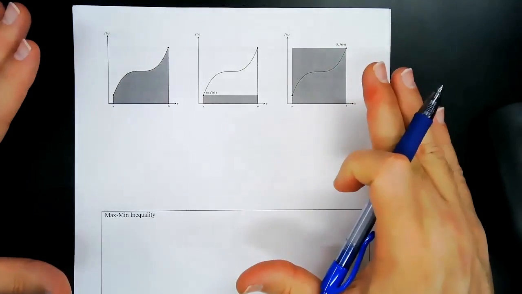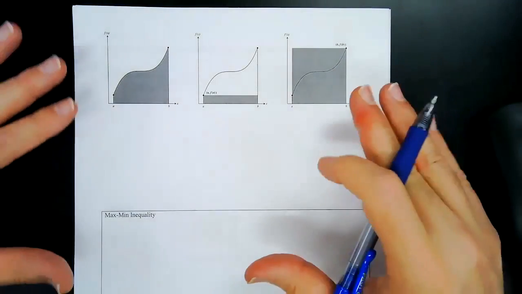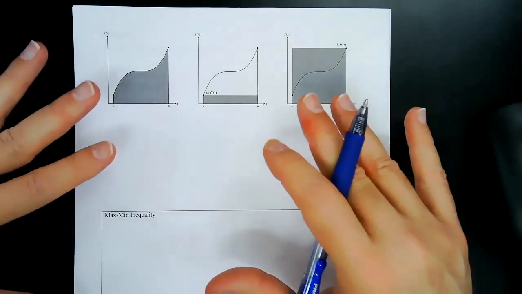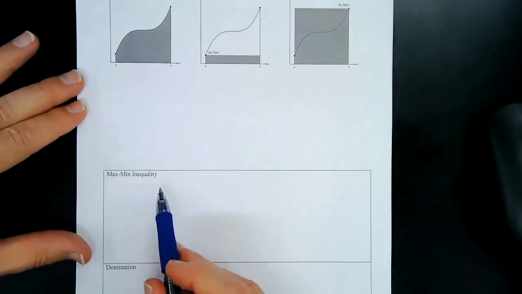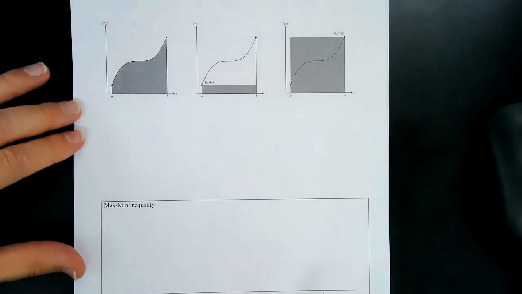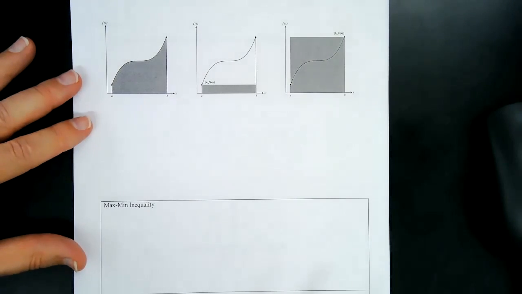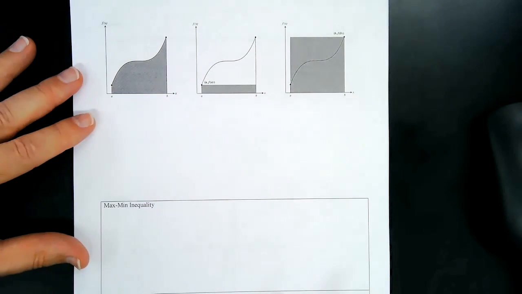Okay, this I'm going to tell you right up front. I'm going to be honest with you. You're not going to use this today. I'm doing this next page and these two properties, the max min inequality and the domination one, because we're going to need this for what we're going to talk about on Friday, okay, or the next day.